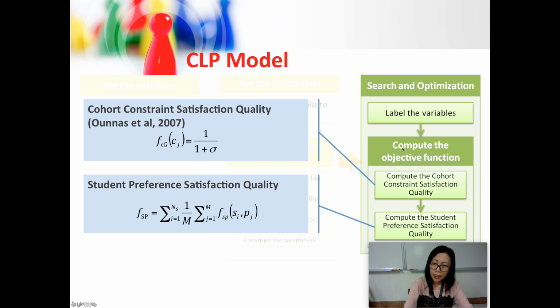Now, variables are then labeled. So in the next phase of the CLP model, variables are labeled by calling the search predicate using a particular selection, choice, and search method. Now, the objective function is also computed using two separate metrics: the cohort constraint satisfaction quality metric by Una et al., and the student preference satisfaction quality metric, which was developed in this study.